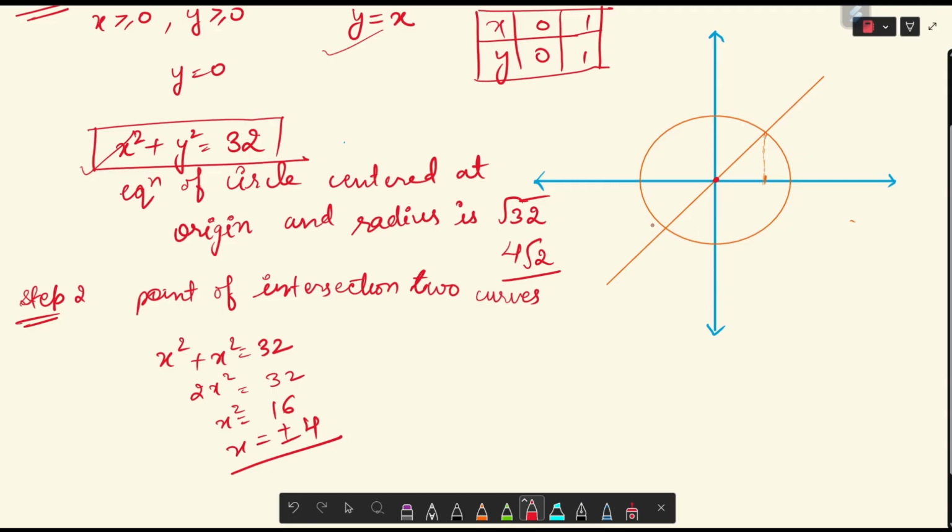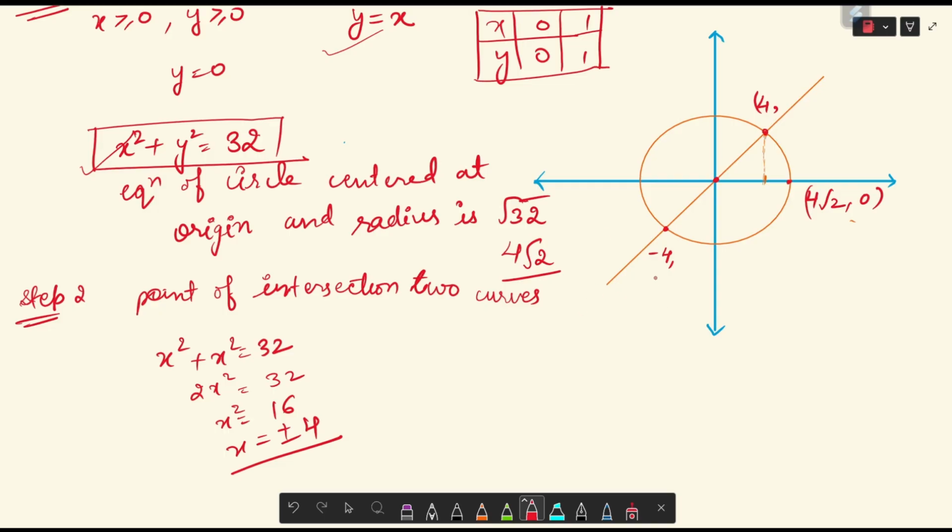Okay, so where will it intersect? At x equals minus 4. So this is the point minus 4 comma some y we need to find out, and this is the point 4 comma something. So the value of the function we need to find out. And this is the point, because the circle's radius is 4√2, 0. Okay, so these are the points.